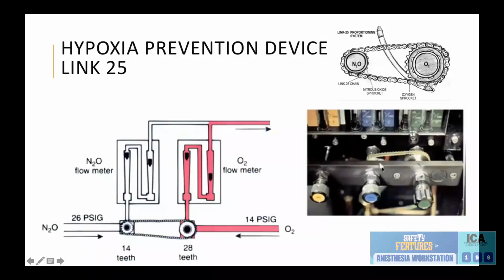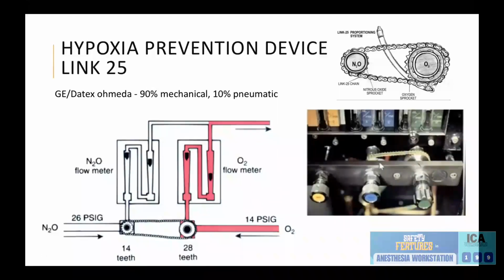Now, what happens is that the nitrous valve has 14 teeth, the oxygen valve has 28 teeth. So 2 times movement of nitrous will automatically cause 1 time movement of oxygen when the oxygen concentration is less than 25%, because a needle or a pin is activated which mechanically links these two once the oxygen concentration is less than 25%. Still, that makes up only 1:2. You can increase oxygen 1 time for every 2 times increase in nitrous. What about the rest? See, look at the pressures. For nitrous, the pressure is 26 psig, and for oxygen, it is 14 psig. So this pressure also contributes to the protection.